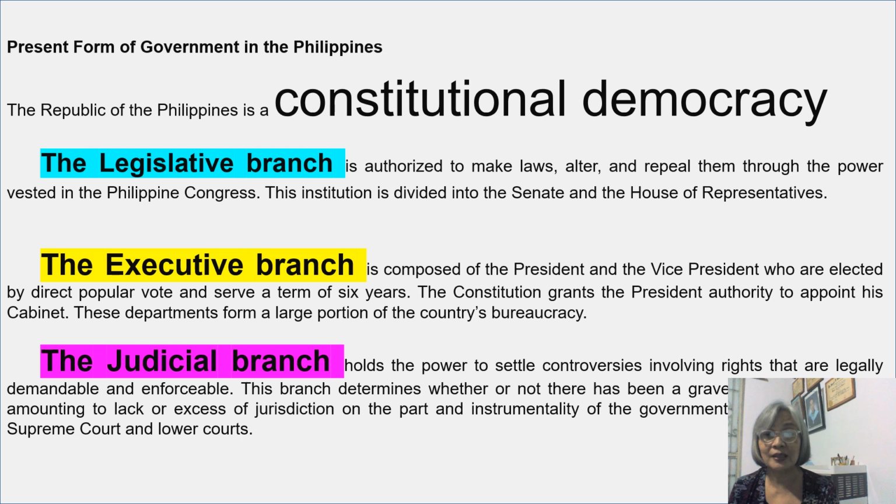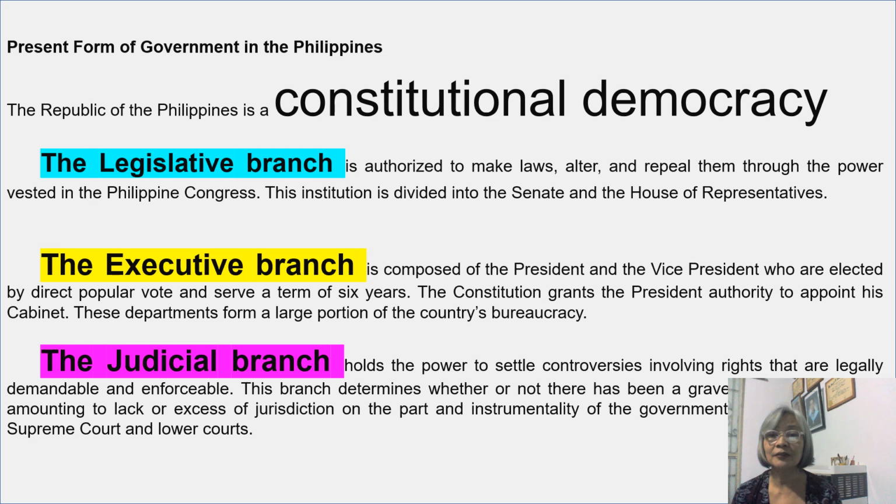So, the judicial branch determines the validity of a law. Kunyari, may batas na pinasa yung legislative branch. Sabi ng isang taxpayer, eh mali yun. Yung taxpayer can go to the judiciary to ask the judiciary kung tama nga ba yung batas na yun. Kung valid or legal yung batas na yun, lawful yung batas na yun. So, ang judiciary ang nag-i-interpret ng batas.